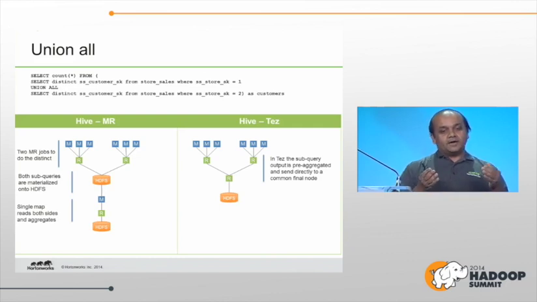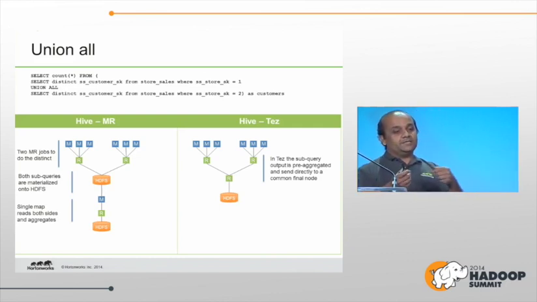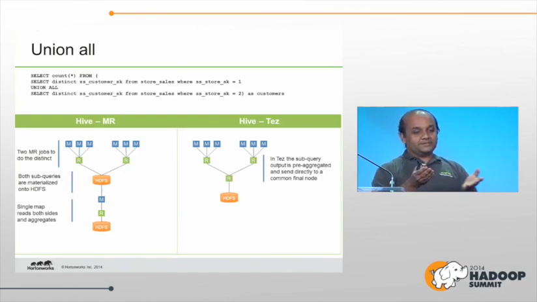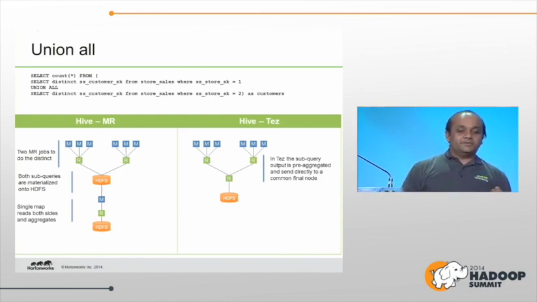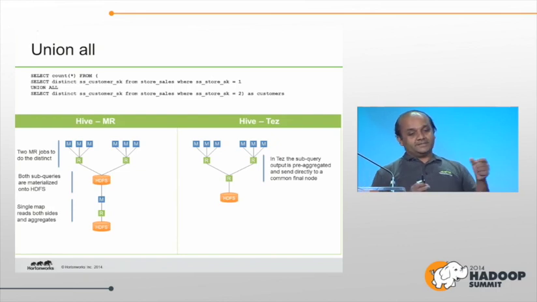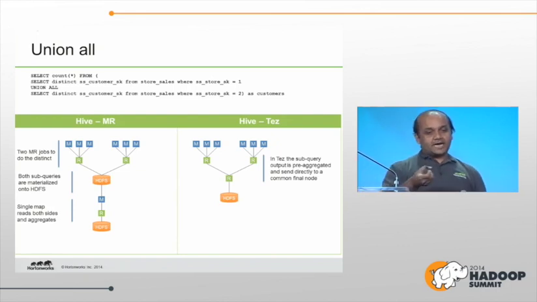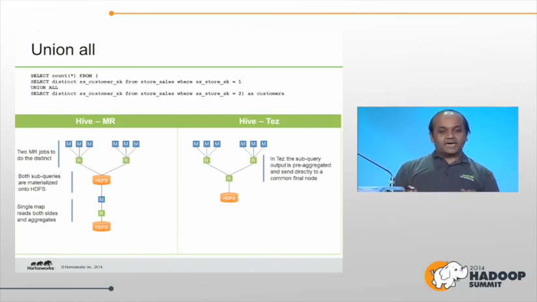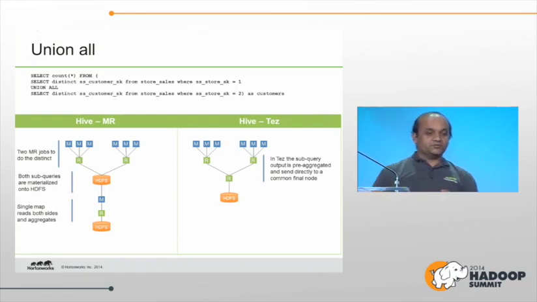Then this union all example is almost a repetition of what I've talked about before: you have two subqueries and we want to do a union, and in an MR plan you can see that there are two separate MapReduce jobs, output loaded to HDFS, and then a separate MapReduce stage. And in a Hive-Tez plan, it is a simple DAG where the output of the two subqueries is streamed together.